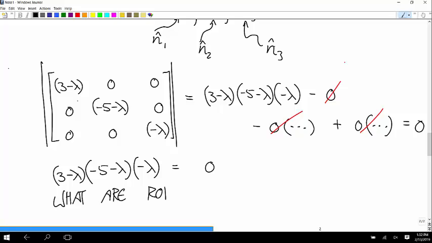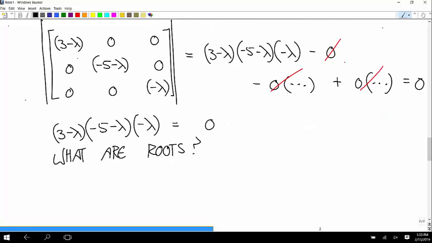What are the roots? Yeah, right, it's already factored out for us. If lambda itself is equal to 0, then this holds. If lambda is equal to -5, it holds. And if lambda is equal to 3, then it holds. Any questions about that?